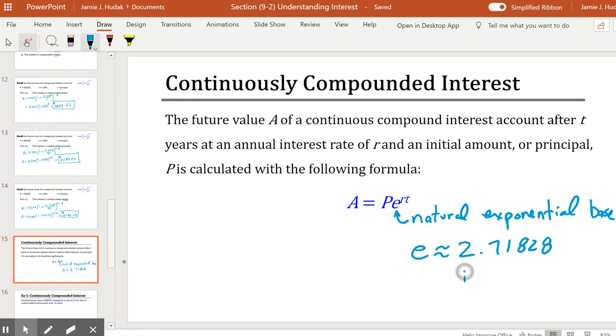E is an irrational number like pi, and it was discovered by a family of bankers and mathematicians known as the Bernoullis. You can read about the history of E and see how it was banking and compound interest that came up with the value for E.